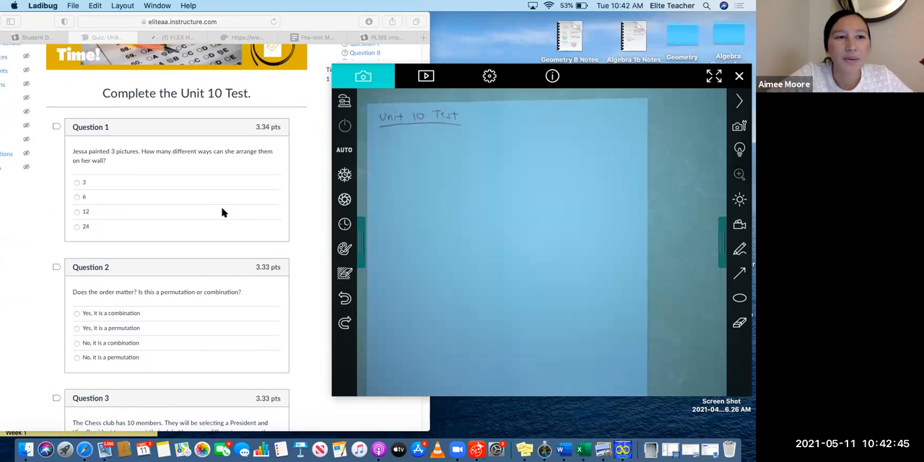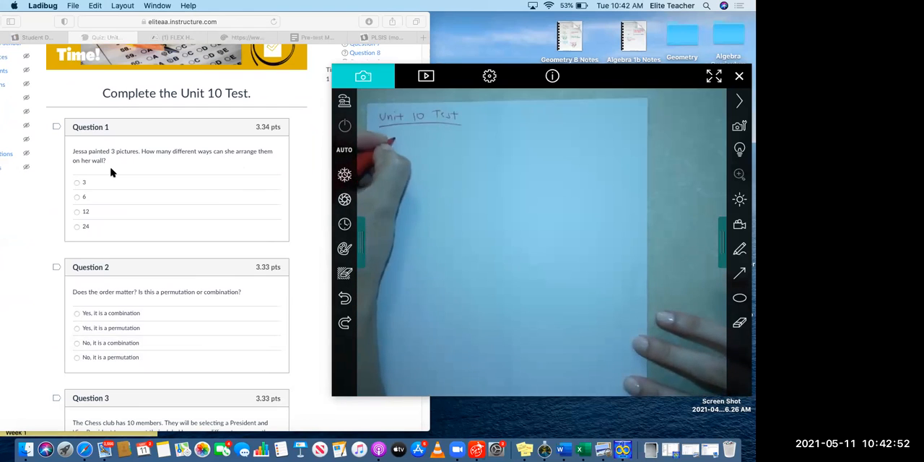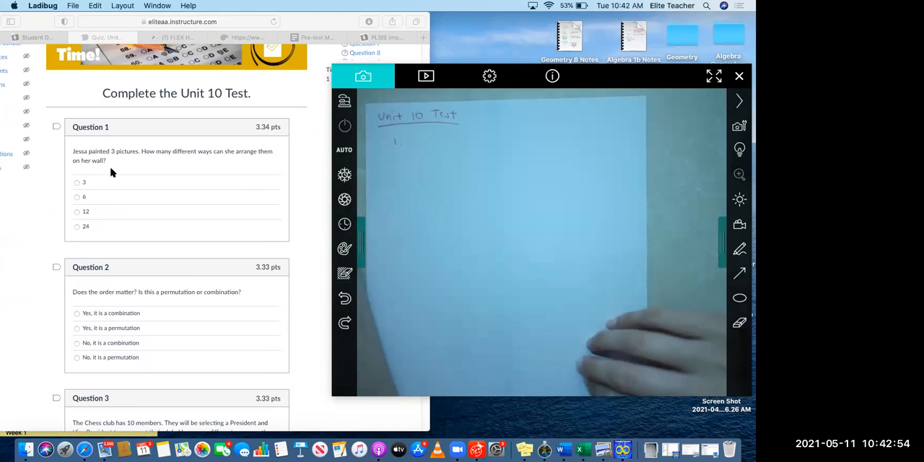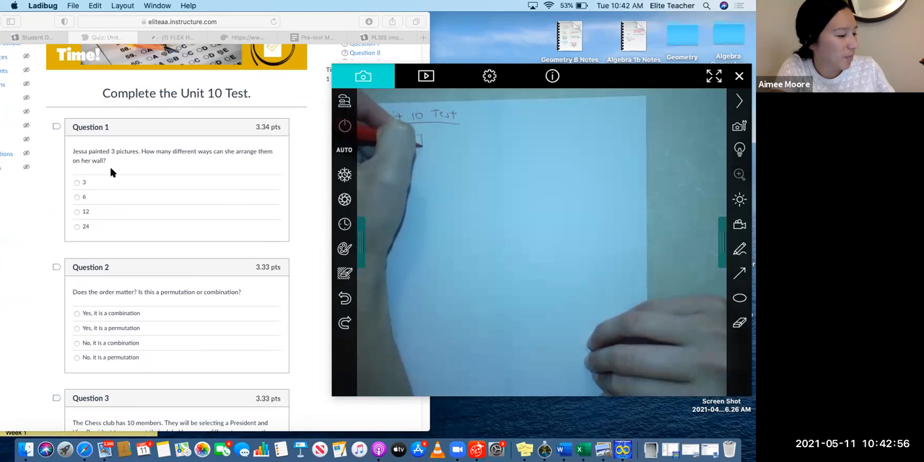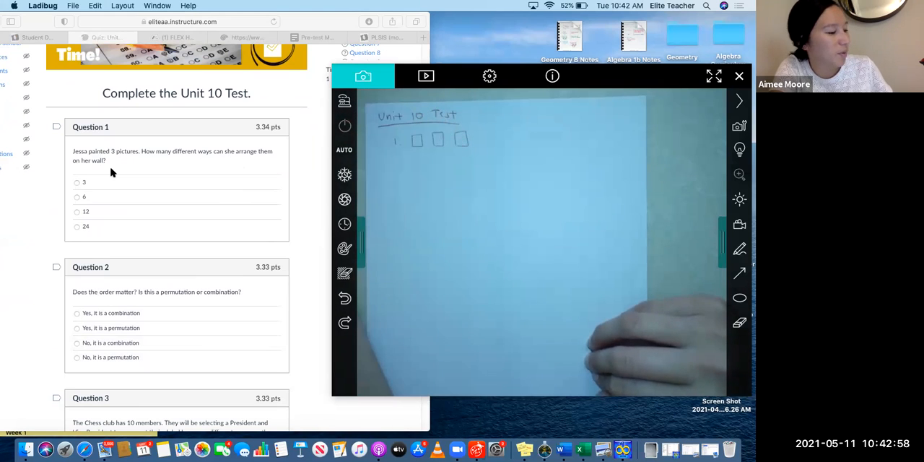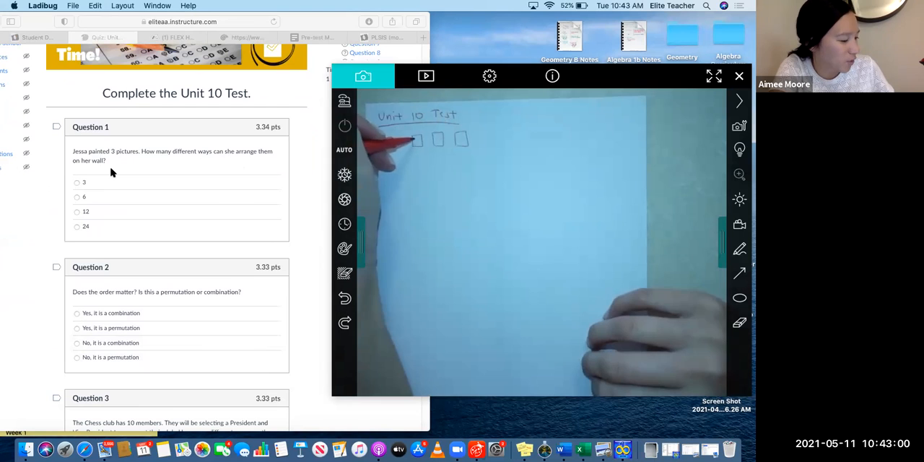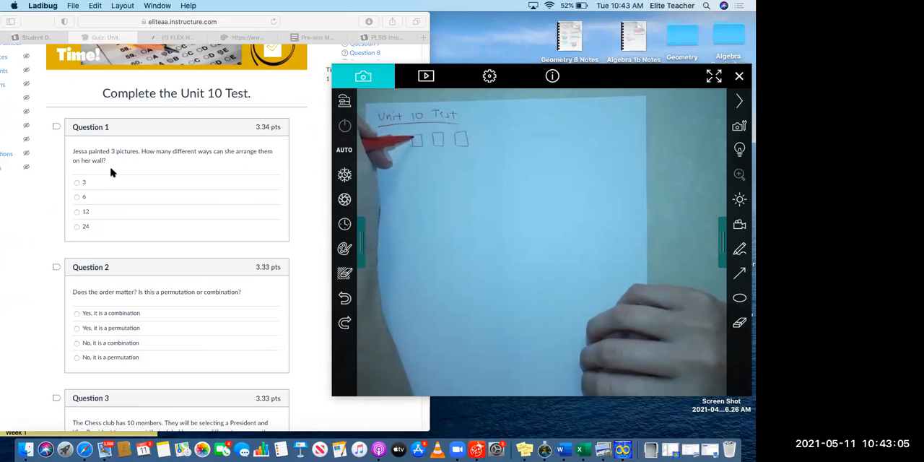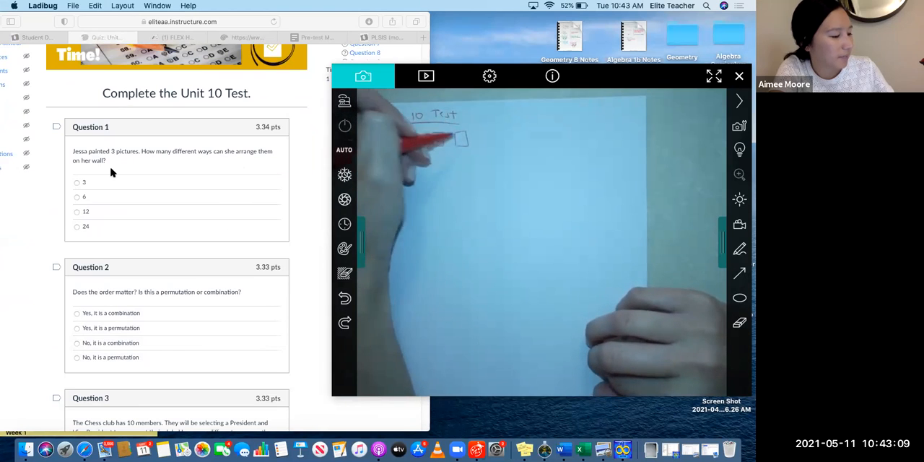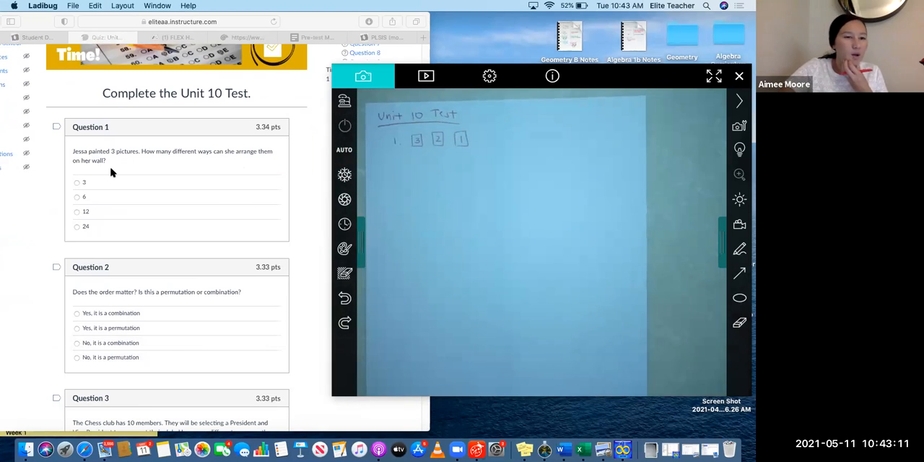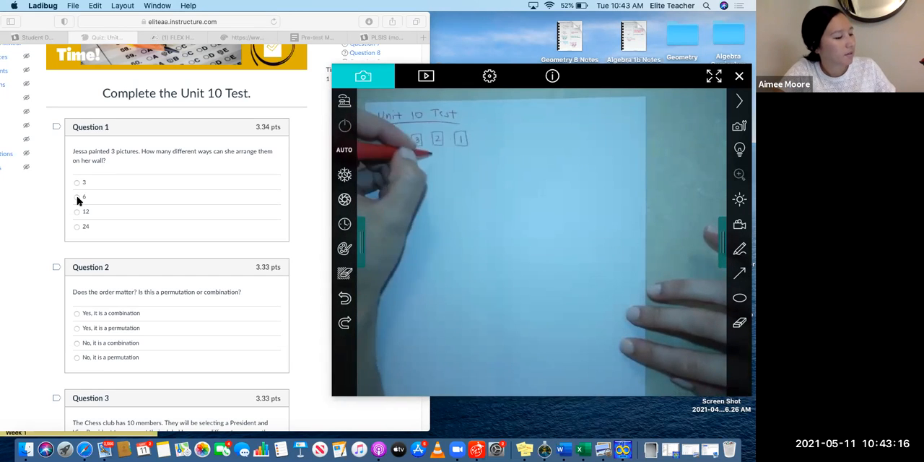All right, so the Unit 10 test. Jessa painted 3 pictures. How many different ways can she arrange them on her wall? So for her first picture, here's 1 picture, 2 picture, 3 pictures. So how many does she have to choose from for this first one? 3. Yep, and then for this one? 2. And then for this one? 1. Yep, so she can arrange them 6 ways.